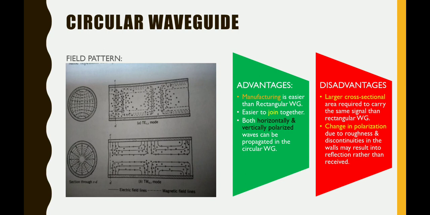Disadvantages, drawbacks: a larger cross-sectional area is required to carry the same signal than the rectangular waveguide. Means for a given microwave signal of the frequency, the circular waveguide will be of larger diameter than compared with the rectangular waveguide. The changes in polarization occur due to the roughness and discontinuities in the walls that result in reflections rather than the signal being received at the other end.